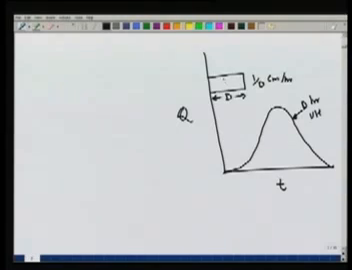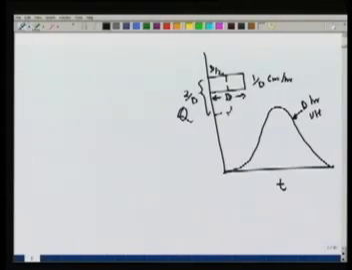Now let's reduce the duration to d by 2 and increase the intensity to 2 over d. So in this case again we have 1 centimeter of rainfall, but for a smaller duration and with a larger intensity. The unit hydrograph corresponding to this would have a smaller time base because the duration of rainfall has reduced, but will have a higher peak because the area of the hydrograph must remain the same. So this would be a d by 2 hour UH.